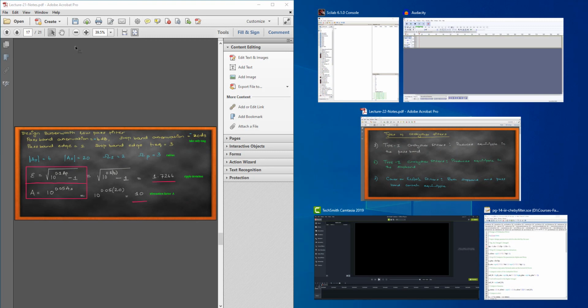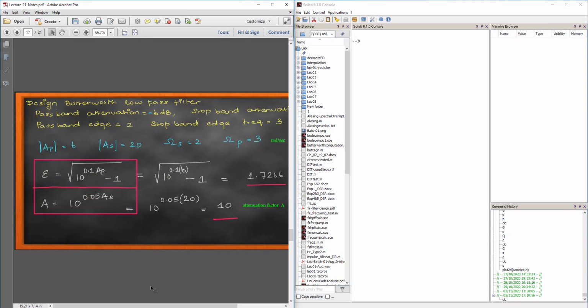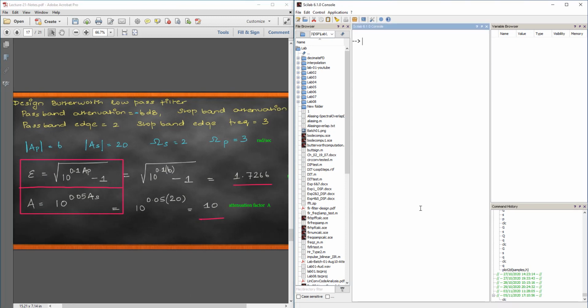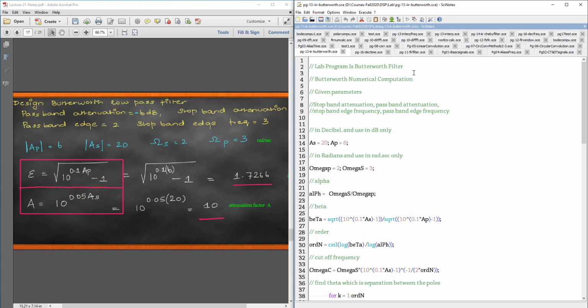So let me get my Scilab started. So this is my Scilab. For now, I don't need this. Okay, I need this PDF. So I'll keep it on this side so that I can use it for comparison. I'll just introduce this program. The design of Chebyshev is next, so we'll go to our Butterworth filter. So, design of your Butterworth filter.